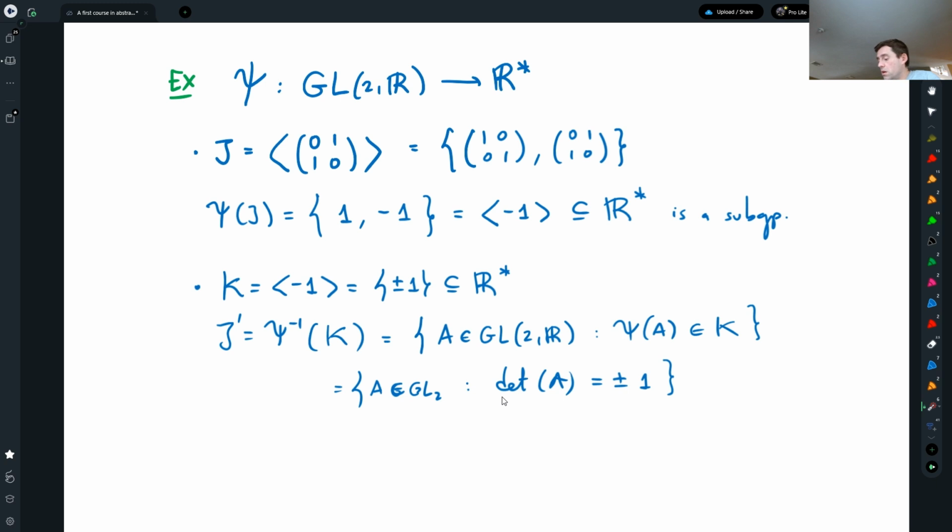For example, -1, 0, 0, 1, or -1, 0, 0, -1, or 3, 3, 4, 2, that's 9 minus 8, that's 1, etc. There are a lot of matrices that are in there. So this is a very large thing, but it is a subgroup. The matrices whose determinant is plus or -1 form an entire subgroup of GL2.